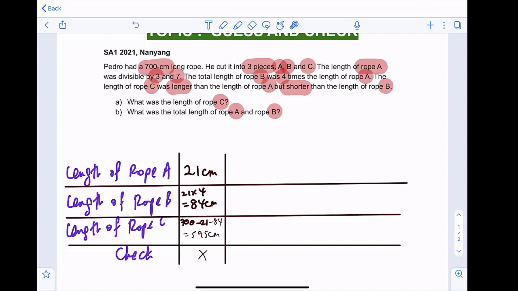Now next up, what we do is we will just come to the next common multiple by multiplying by 2. So that will be 42 cm. And for B, it will be 42 times 4, 168 cm. And C will just be the difference. 490. Oh, this is also too long, right? It is longer than A, but it is not shorter than B. Okay, so this is out.